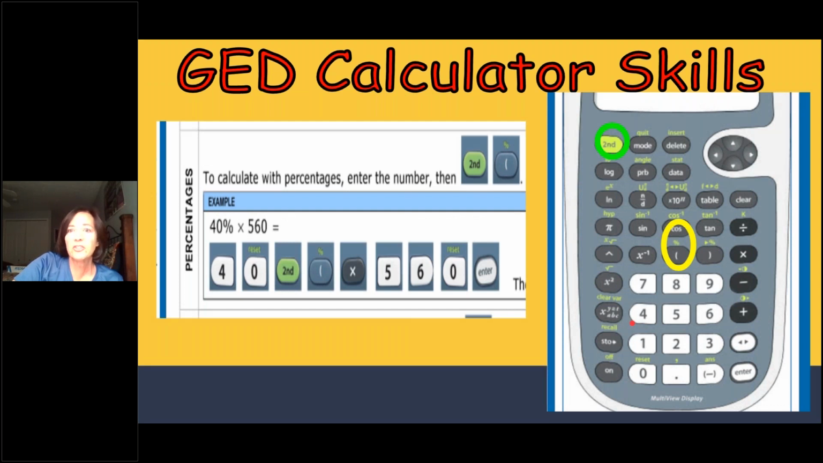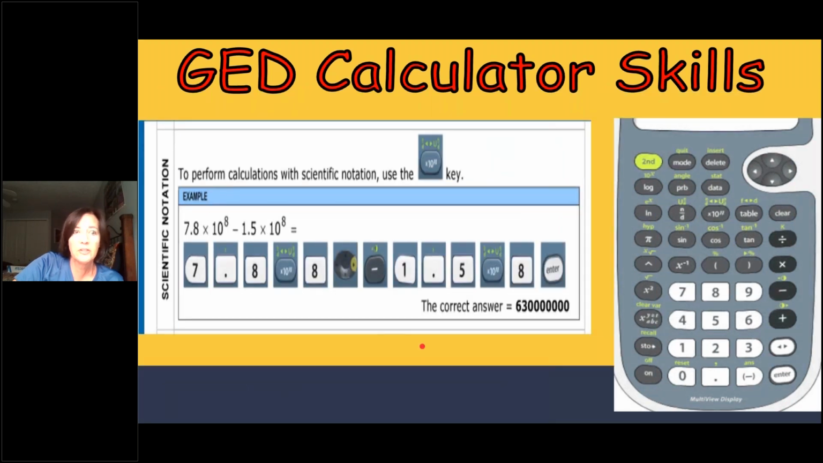Percentages, this is the one I just talked about. If you want to put in 40%, you type in 40, second function, and that percent, and it puts 40% in your calculator.